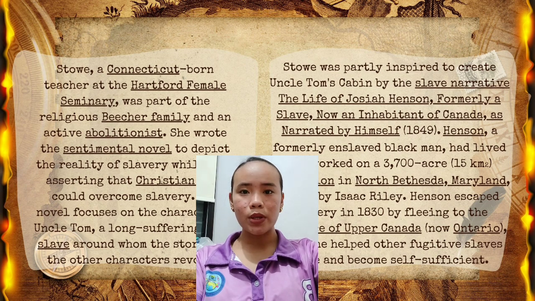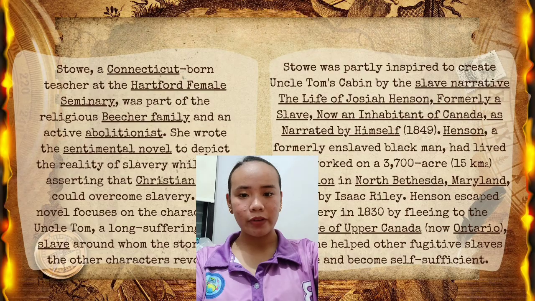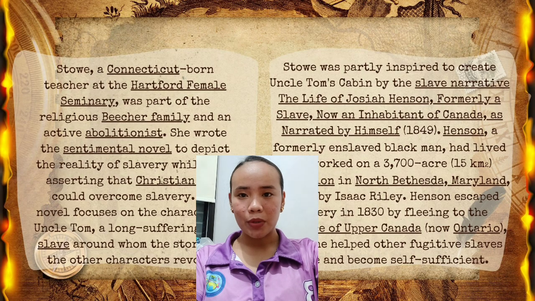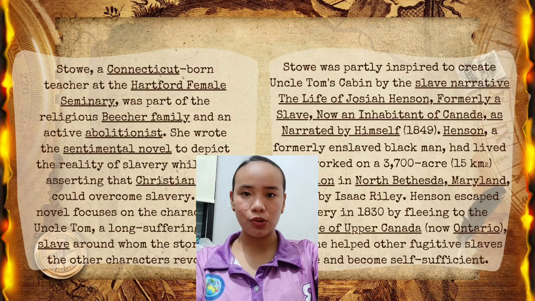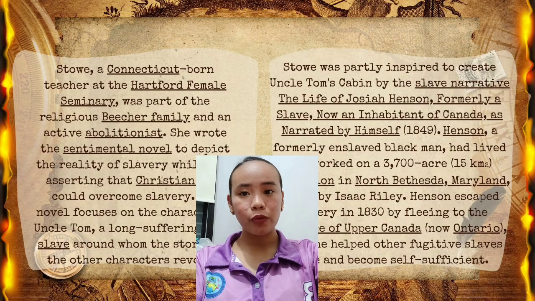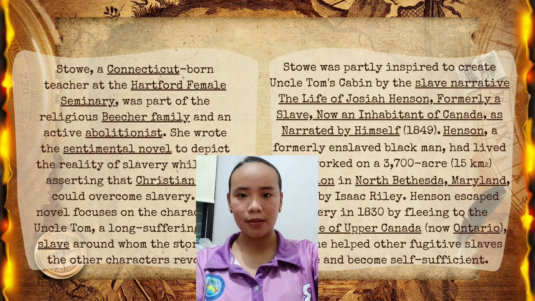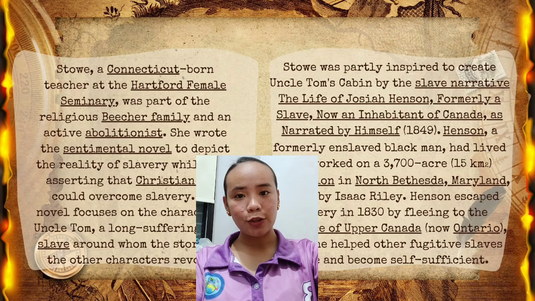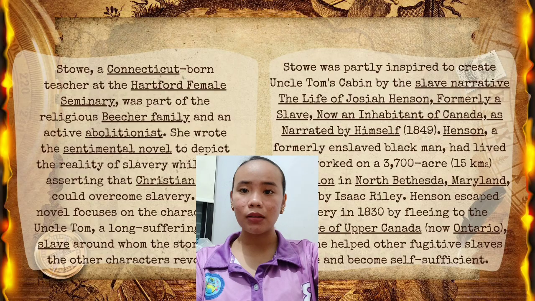Harriet Beecher Stowe was a woman from Connecticut who worked as a teacher at the Hartford Female Seminary. She came from the Beecher family, which was very religious and known for speaking out on social issues. Stowe was strongly against slavery. She wrote a powerful book to show people the harsh truth about how enslaved people were treated. At the same time, she wanted to show that Christian kindness and love could help fight and end slavery.